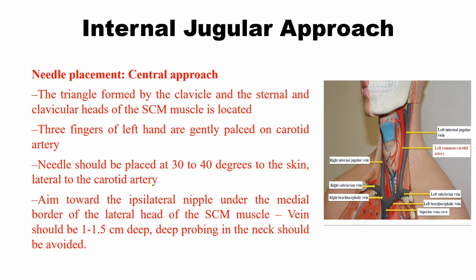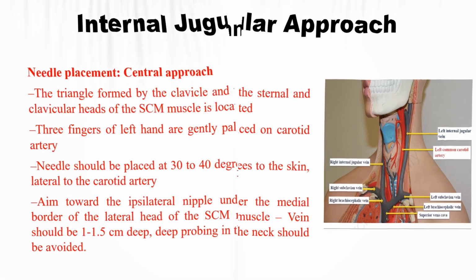The aim of the procedure is towards the ipsilateral nipple, under the medial border of the lateral head of the sternocleidomastoid muscle. The vein should be 1 to 1.5 cm deep, and deep probing in the neck should be avoided.